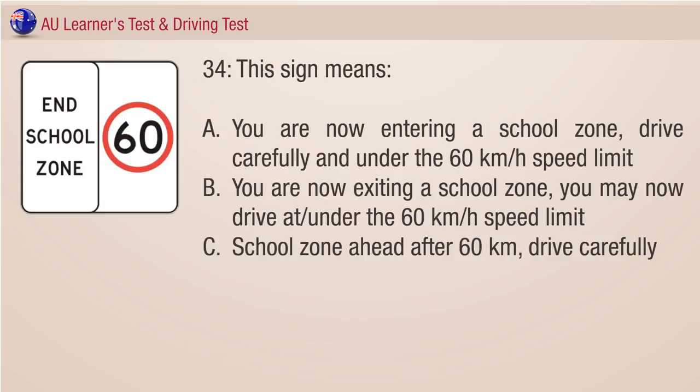Question 34. This sign means: A. You are now entering a school zone. Drive carefully and under the 60 km/h speed limit. B. You are now exiting a school zone. You may now drive it under the 60 km/h speed limit. C. School zone ahead after 60 kilometers. Drive carefully.